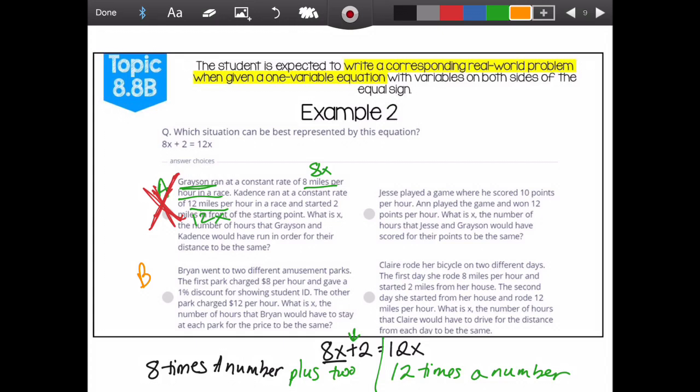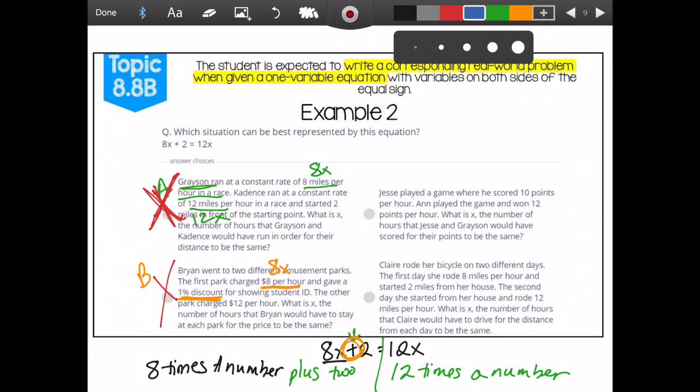Brian went to 2 different amusement parks. The first park charged $8 per hour and gave a 1% discount. All right, well, we got the $8 per hour, 8x, and gave a discount. That last problem we said discount. Again, when we're buying something for a discount, we're getting it at a lesser price. But we wanted to represent addition. Okay, so that doesn't go with Brian. So B is out. All right, let's look at C.